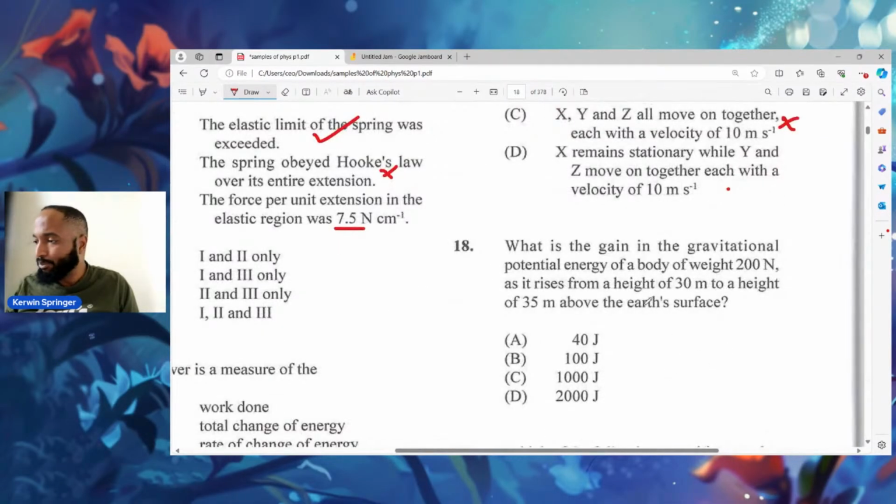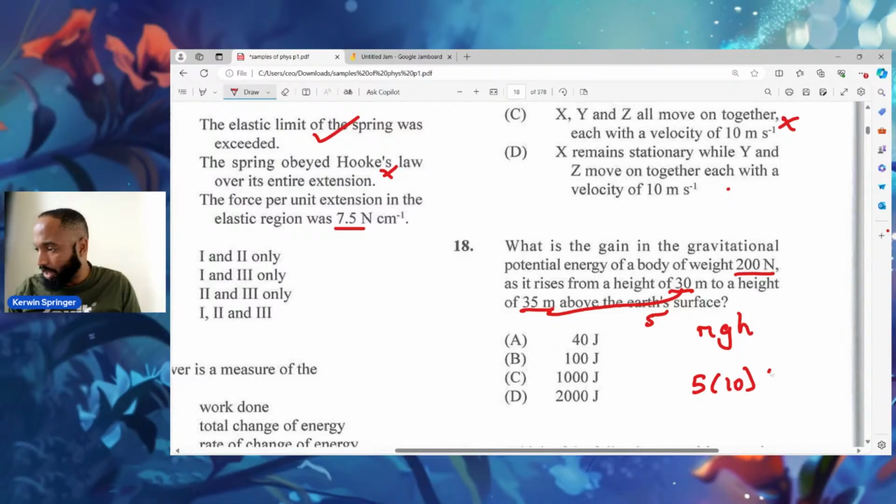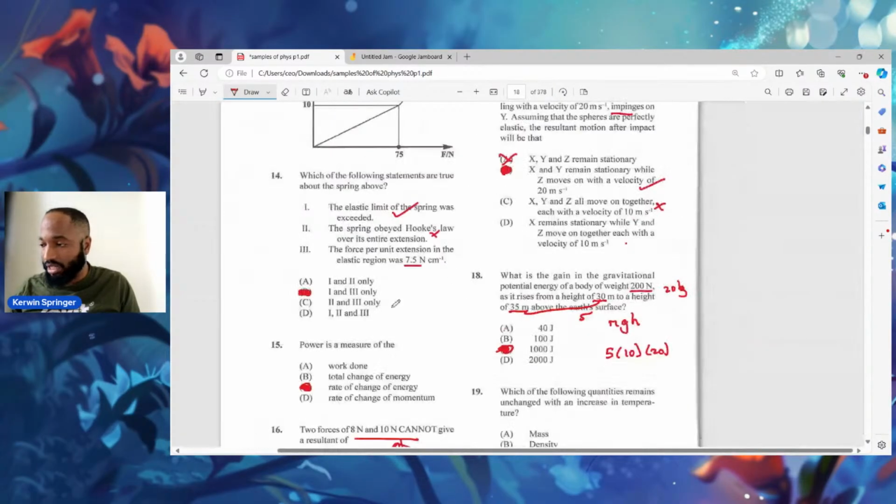What is the gain in the gravitational potential energy of a body of weight 200 newtons as it rises to the height, to the weight? mgh is potential energy. Oh, no, it only rises 5. Sorry, I had to subtract. So it rose 5, g is 10, m is 20 kilograms, right? So this is what I'm looking for. All right, that's an interesting question. It had lots of things to keep in mind.